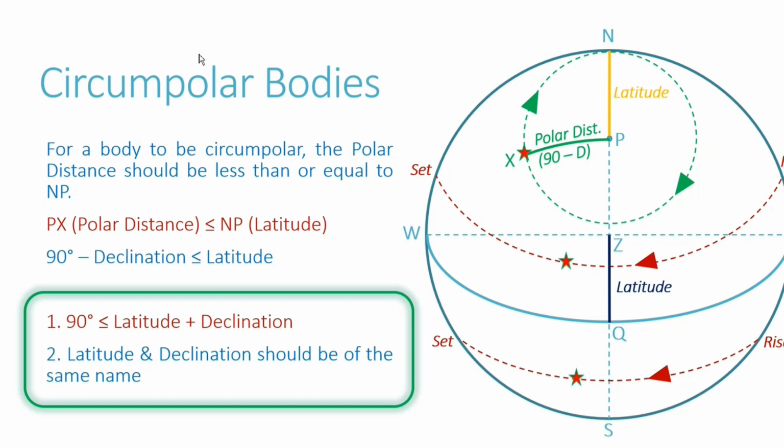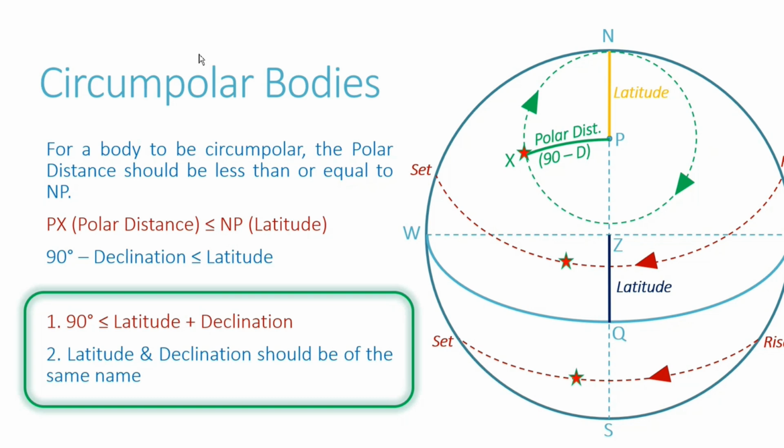Now, if I ask you, beta, one question, can the sun become circumpolar at the place where you are? Let us say you are at 30 degrees north latitude. No, sir. Yeah, that's right. It can never become. And now you know the answer.